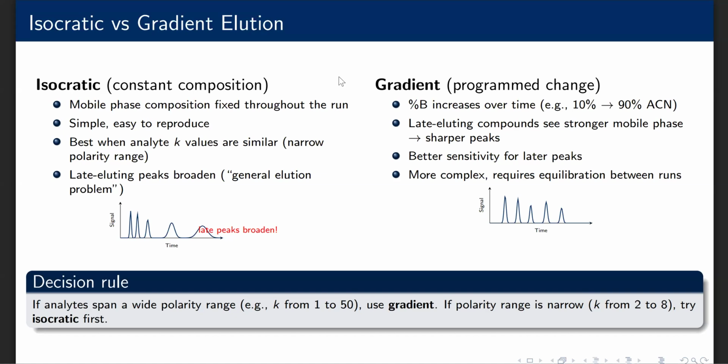The trade-off is that gradient methods require re-equilibration of the column between runs, typically 5 to 10 column volumes of starting conditions. The decision rule is practical. If your analytes span a wide polarity range, k values from 1 to 50 or more, use gradient. If polarity range is narrow, k values from 2 to 8, try isocratic first because it's simpler and faster.